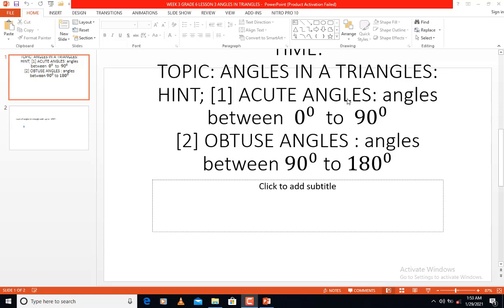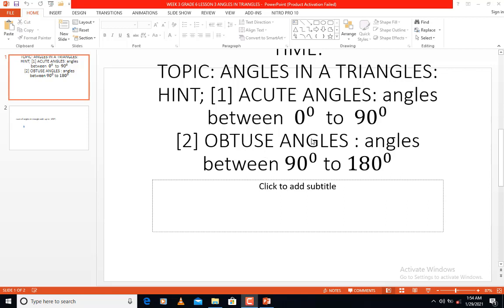What is an acute angle? Acute angles are angles between 0 degrees and 90 degrees. So all angles in between 0 and 90 degrees are called acute: 0, 1, 2, up to 8 and 9. But when you reach 90 degrees, we now say it is a right angle. So 89, 88 and going down to 0, they are all called acute angles.